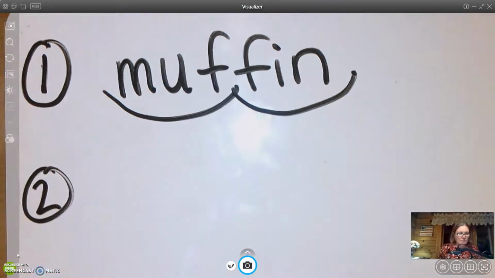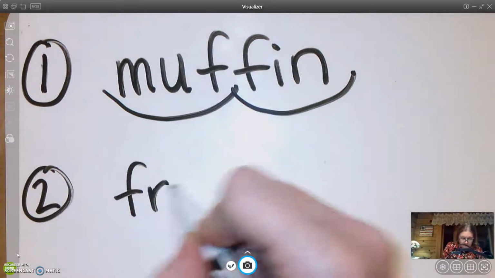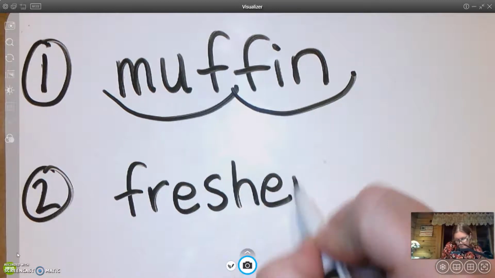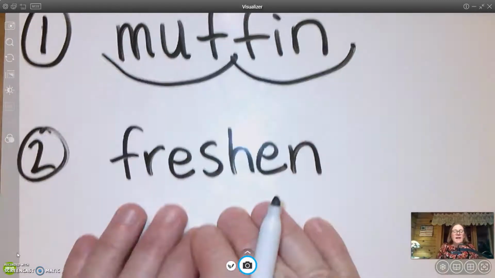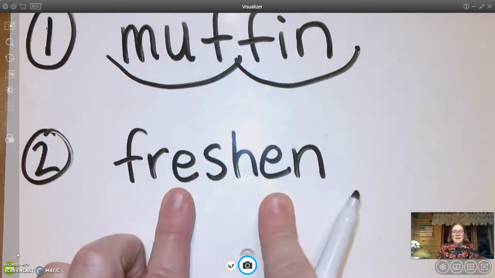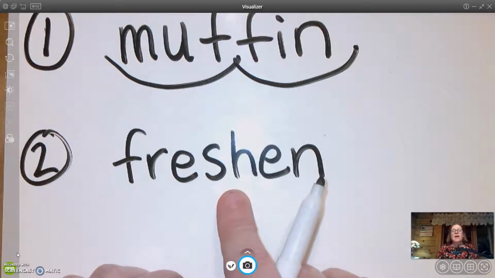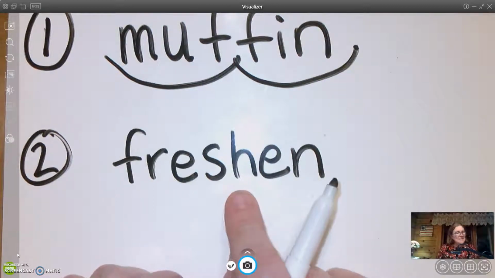Number 2. Your word is freshen. Echo, freshen. Does this word need to be divided into syllables? Yes. Why? Because it has two vowels. Take a look at what's in between. We have an SH. SH is a digraph. Shh. We cannot bust that apart.